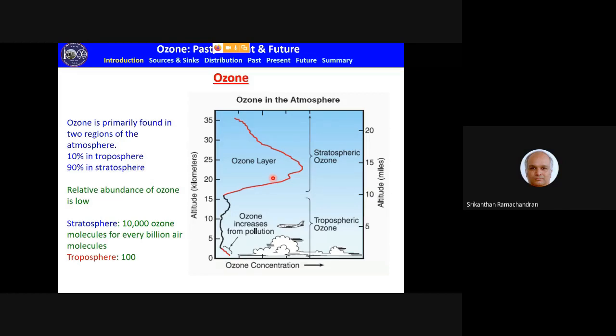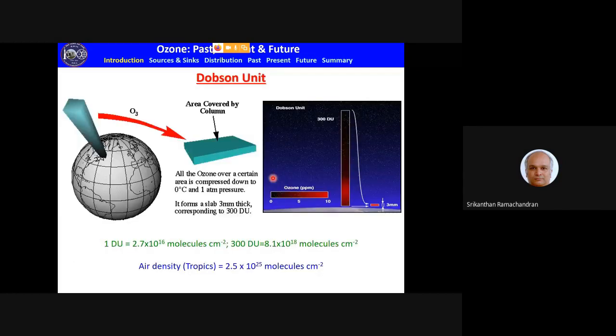It's very, very low. If we were allowed to condense all the ozone present in the Earth's atmosphere and make it a slab, a layer, it would result in a layer about 3 millimeters thick, which is the size of the 1 rupee coin that we are familiar with. That is all the ozone present in the Earth's atmosphere when condensed. It's only 3 millimeters thick.